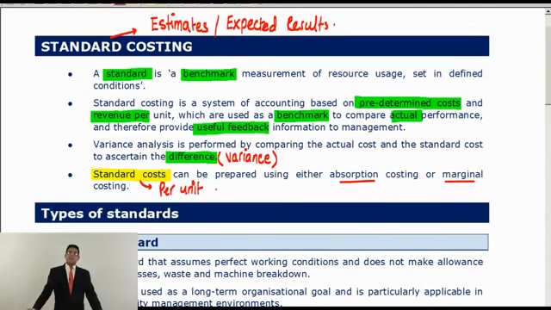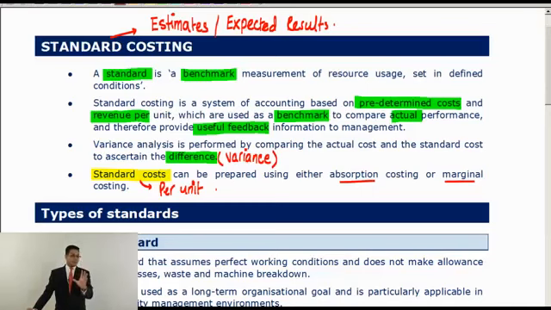So standard is a benchmark for one unit. How much money will be spent to produce one unit? What would be the expected cost to make one unit? What would be the expected selling price to sell one unit? So standards are always written for one unit.